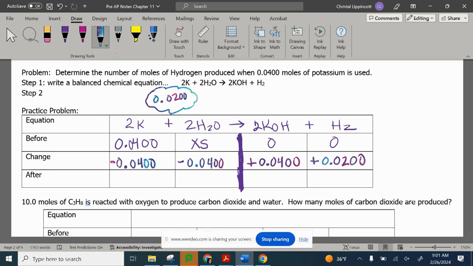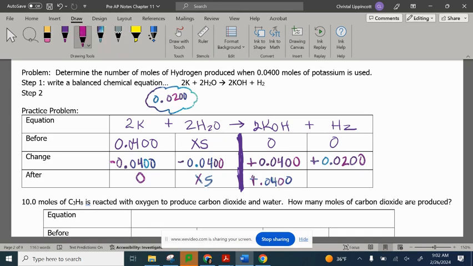Do I have any of this left over when I'm done? No. So this is a 0. How much of this do I have left over? Who knows? But we know that we have an excess amount. We just don't know how much that is. We just know we have some left over. You will eventually get to the point where you are having to calculate this value, but we're not there yet. Here, I will have plus 0.0400.